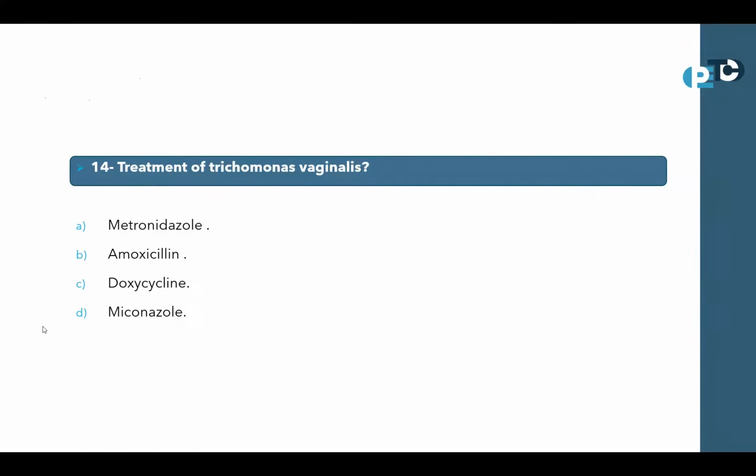Treatment of Trichomonas vaginalis. Trichomonas vaginalis can be treated by metronidazole, amoxicillin, doxycycline, or miconazole. It's not a fungal infection, so miconazole is not the choice. Amoxicillin and doxycycline can be used, but metronidazole is the best one. So the answer here is metronidazole.